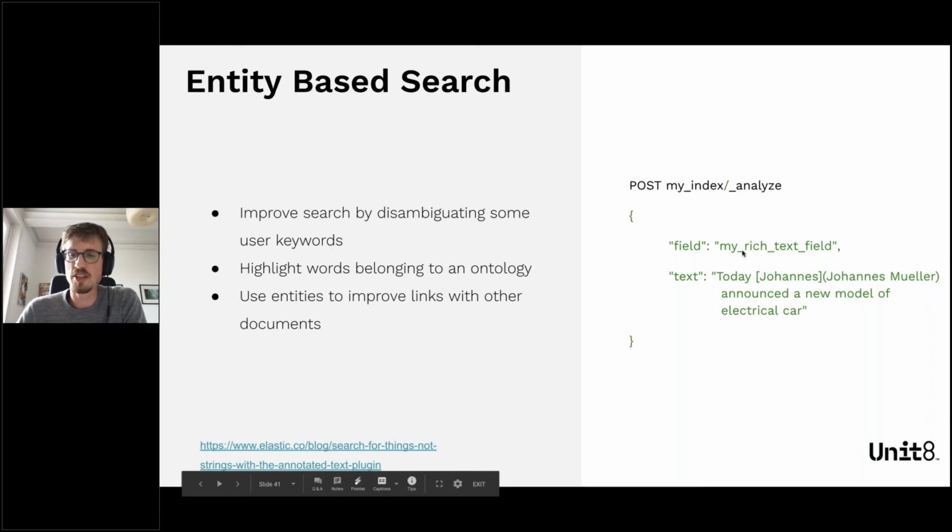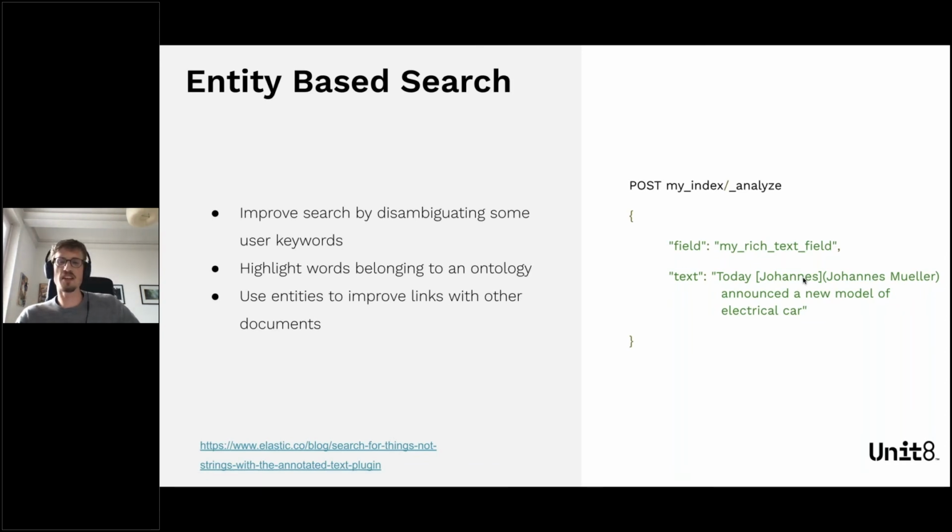So we have an example here where we have Johannes. But if I can understand that Johannes is actually Johannes Müller through some, I don't know, machine learning algorithm or through some manual labeling, then I can make this document more relevant by indexing his last name as well. So now if somebody is typing Müller, this document will appear. So Elastic already supports that notation that we see here.